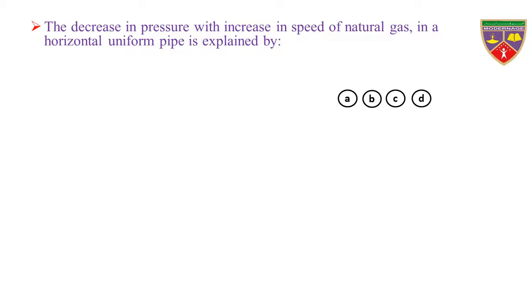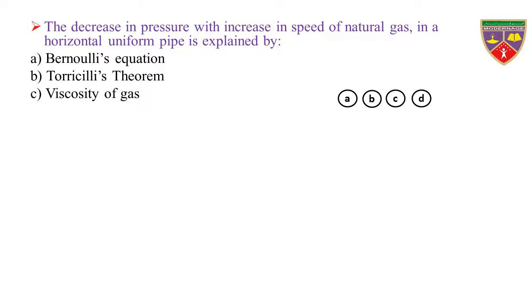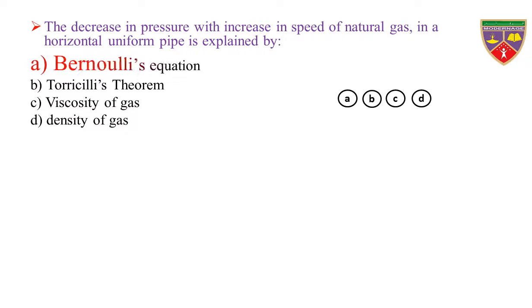The decrease in pressure with increase in speed of natural gas in a horizontal uniform pipe is explained by option A, Bernoulli's equation, option B, Torricelli's theorem, option C, viscosity of gas, option D, density of gas. The key is Bernoulli's equation.